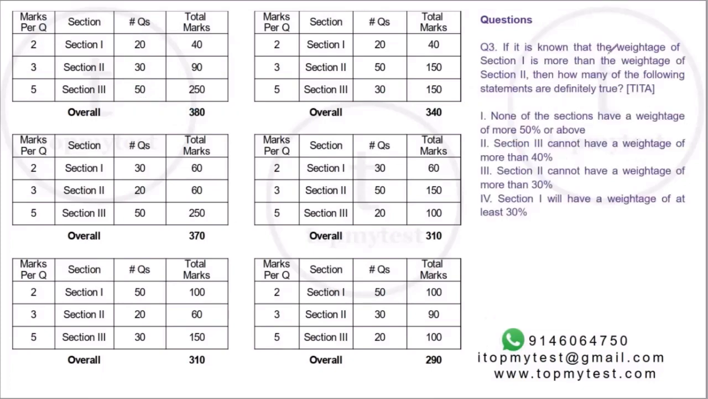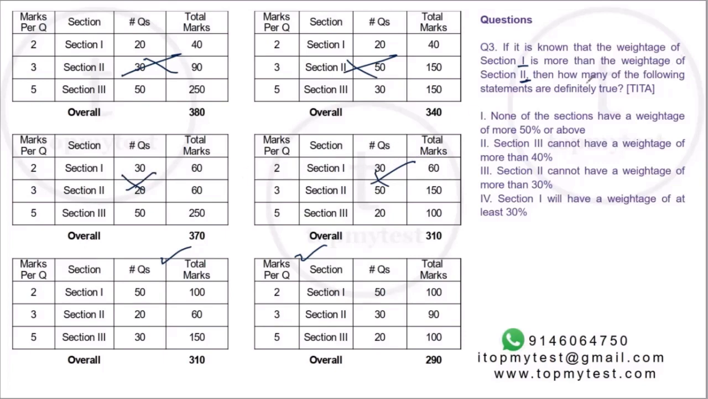Question number 3. If it is known that the weightage of section 1 is more than weightage of section 2. Right. When is this possible? Okay, it is possible only in these two cases. All other cases, weightage of section 1 is either equal to weightage of section 2 or lesser than section 2. So this is out, this is out, this is out, this is out.